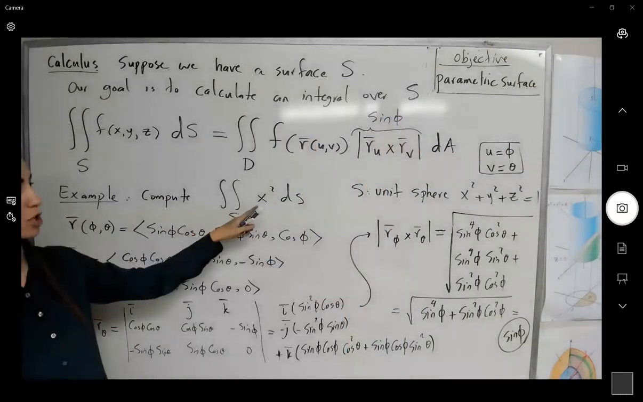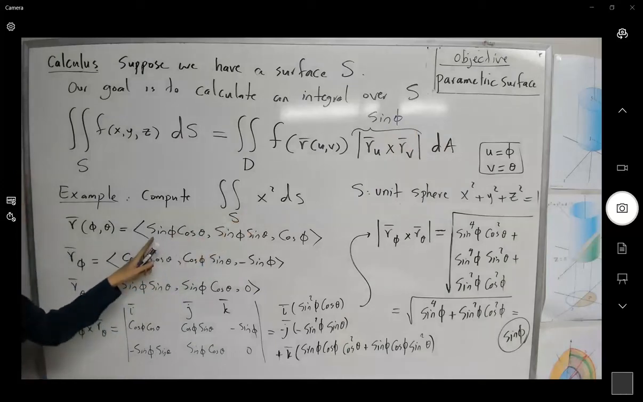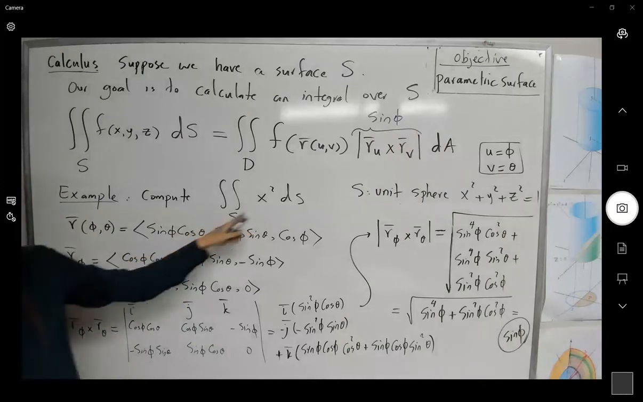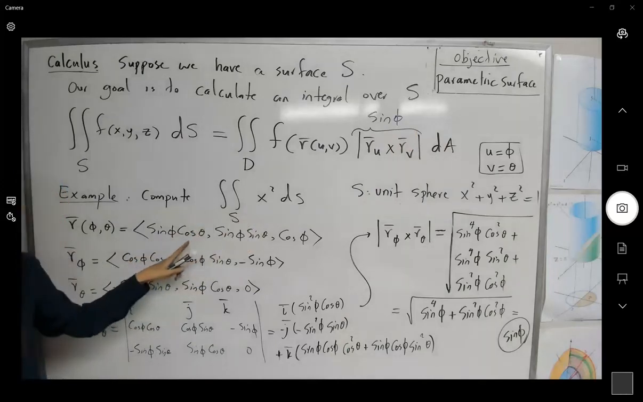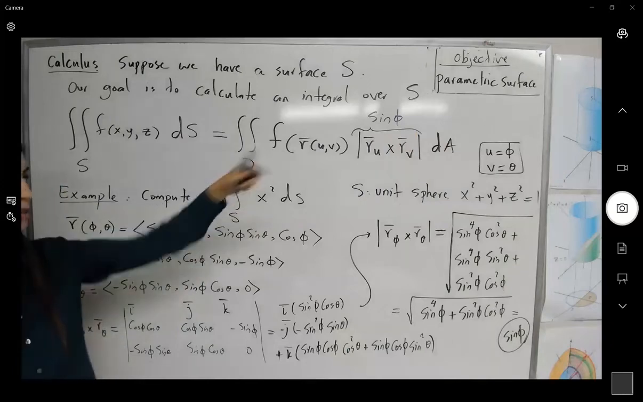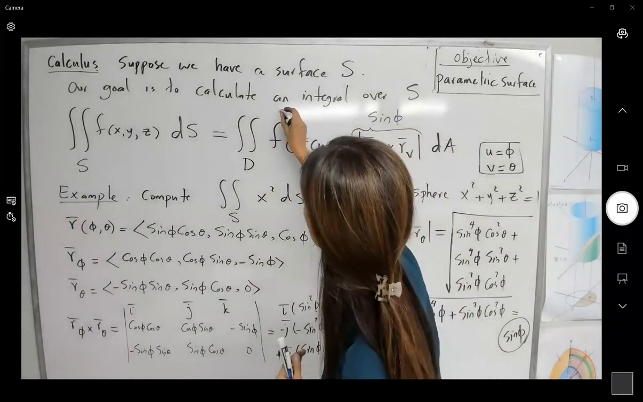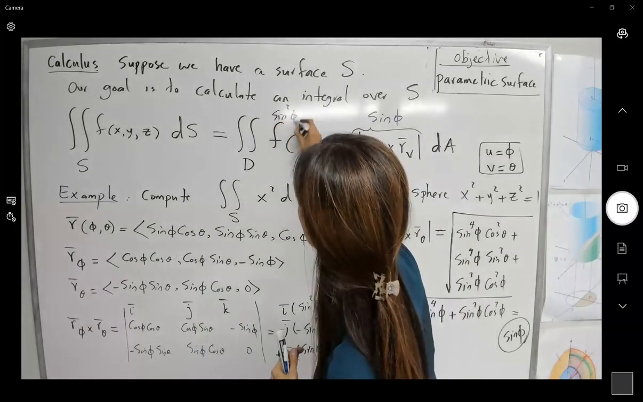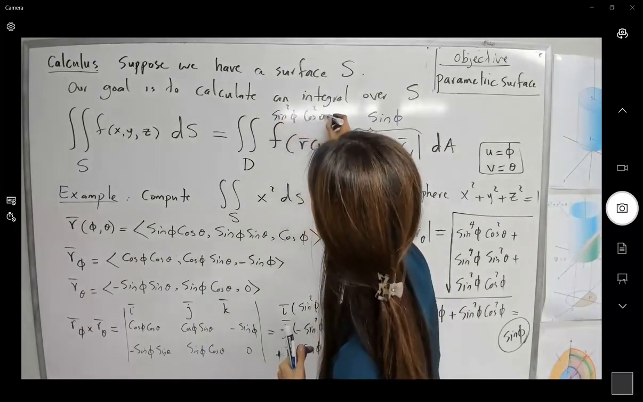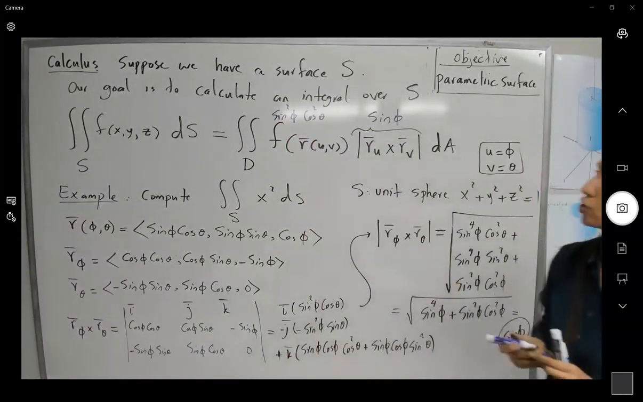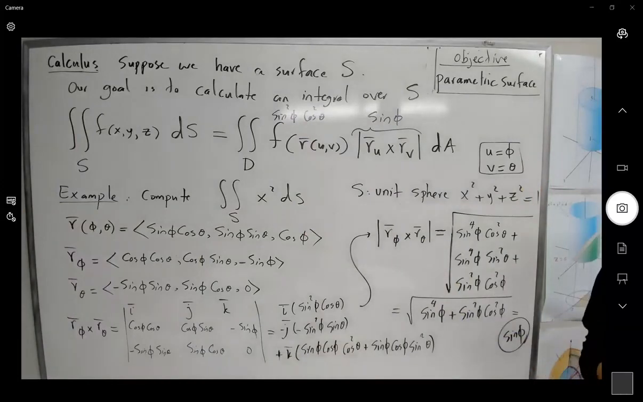Now we have to just plug in x here. Our x is sine phi cosine theta, squared, so this guy becomes sine squared phi times cosine squared theta times sine phi. We get sine to the 3rd phi cosine squared theta. Then we can do the calculation. The calculation is easy for us.